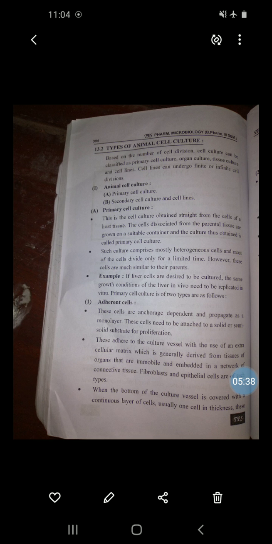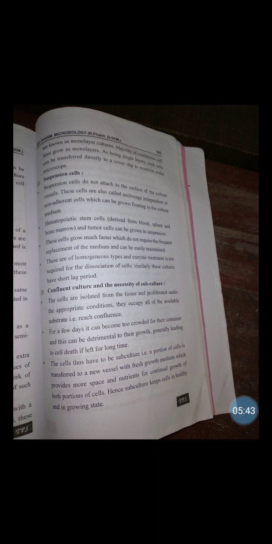Second, suspension cells. Suspension cells do not attach to the surface of the culture vessel. These cells are also called anchorage independent or non-adherent cells, which can be grown floating in the culture medium.